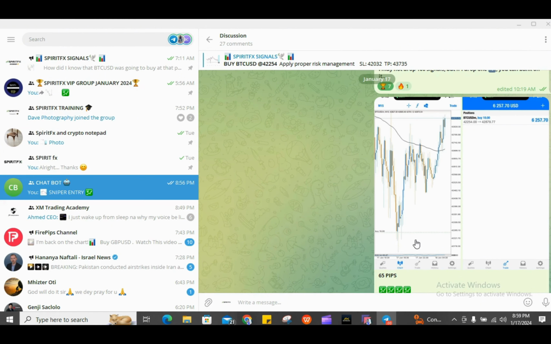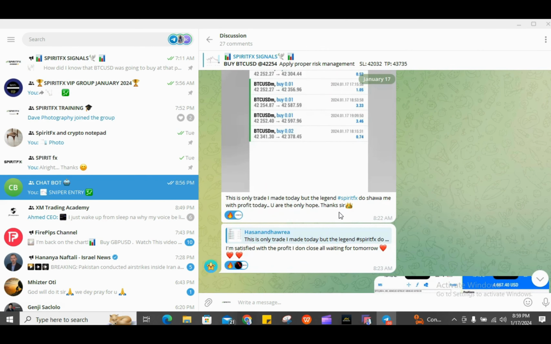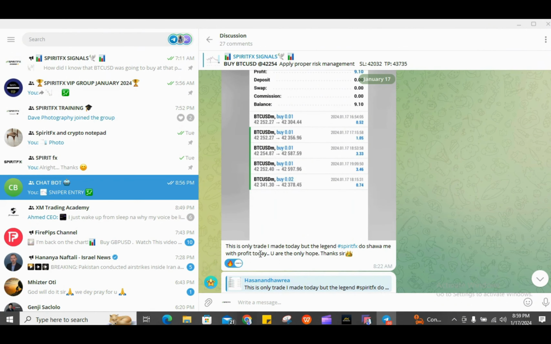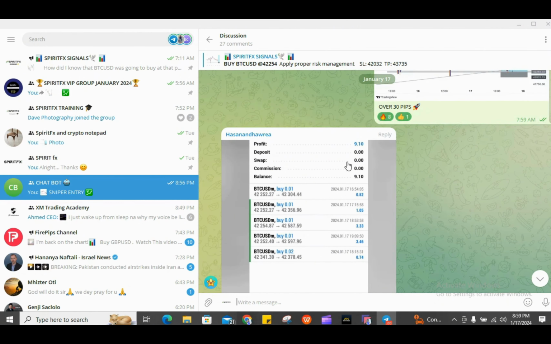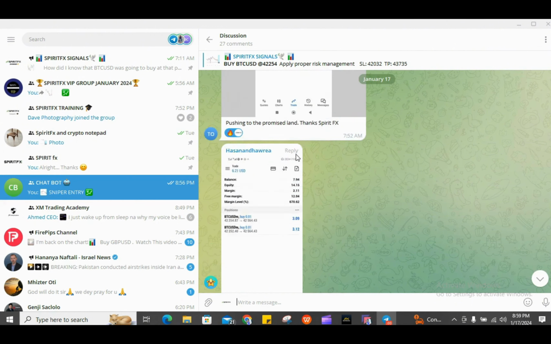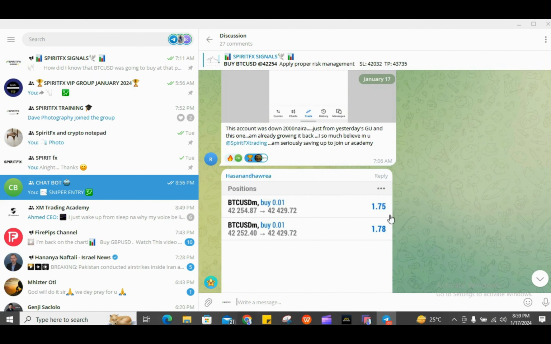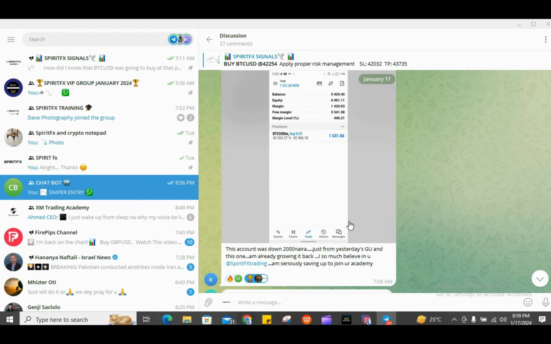As you can see, $6,225 that I made from this signal, from that entry. Let's see if we can see other people's screenshots. This is the only trade I made, but the legend SpiritFX do show me. Okay, made $9. Let's go up and see what people are saying. $7, $6, $1, that's like, let's say $4.